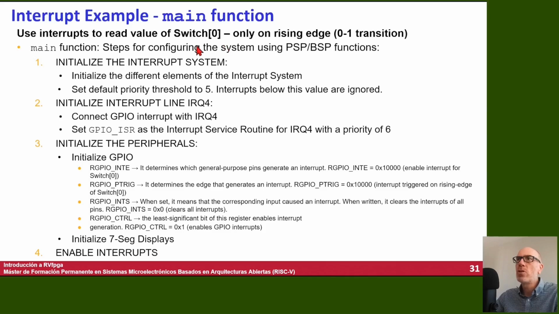To wrap up, let's look at a simple example using interrupts. Specifically, switch 0 will be managed through interrupts, so that each time there's a transition from 0 to 1 on the switch, it'll send an interrupt to the processor. The provided project, which we'll see shortly, has a main function that basically sets up both the interrupt system and peripherals.